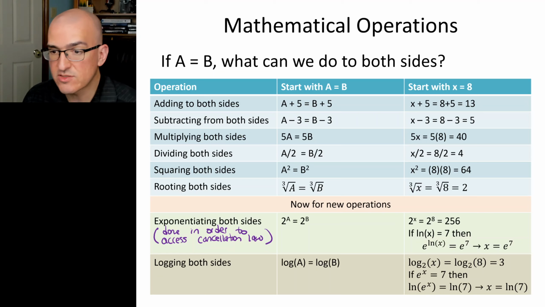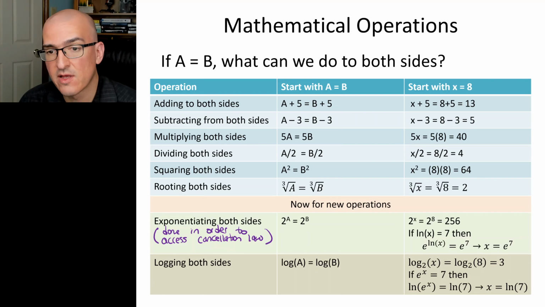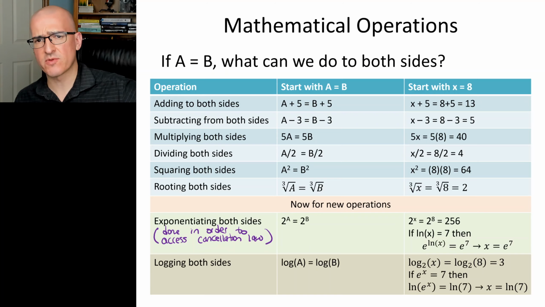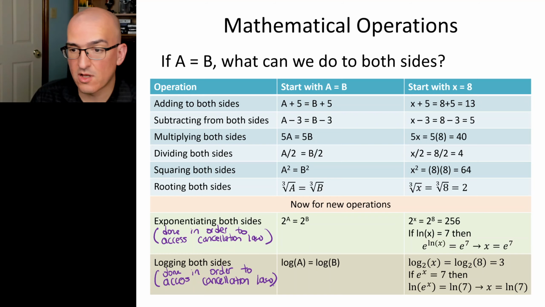The last one on this slide is called logging. Logging both sides. If a is equal to b, as long as both sides are positive, then the log of a is going to be equal to the log of b. And why would we do this? Why would we take something perfectly good like a is equal to b and then hit both sides with a log? The answer is actually the same as the one above. It is to access the cancellation law, because the cancellation law allows us to simplify.